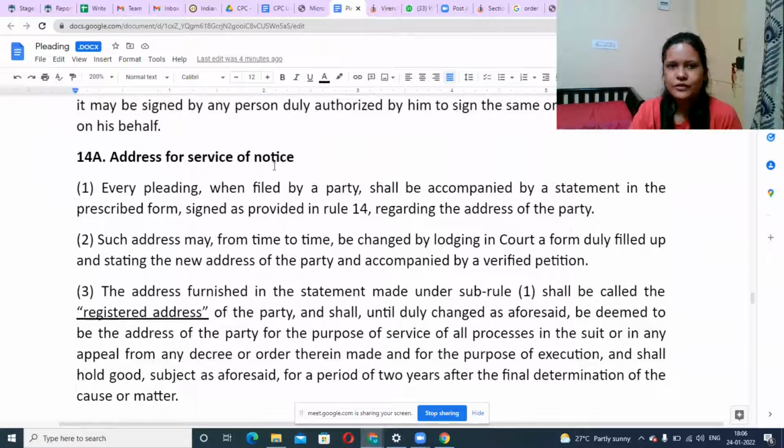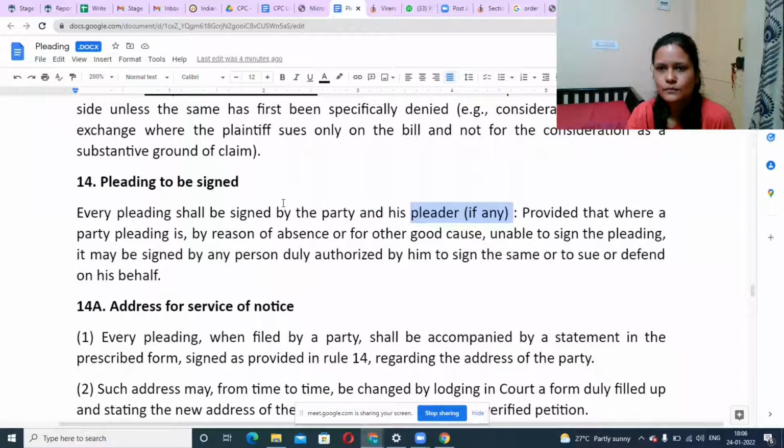Next one is address for service of notice. Now, when a party files a case in person, should we file an application before? I don't think you need to file an application. The option is being given, so the person can simply, just like normally how institution of suit would happen, submit his pleading.